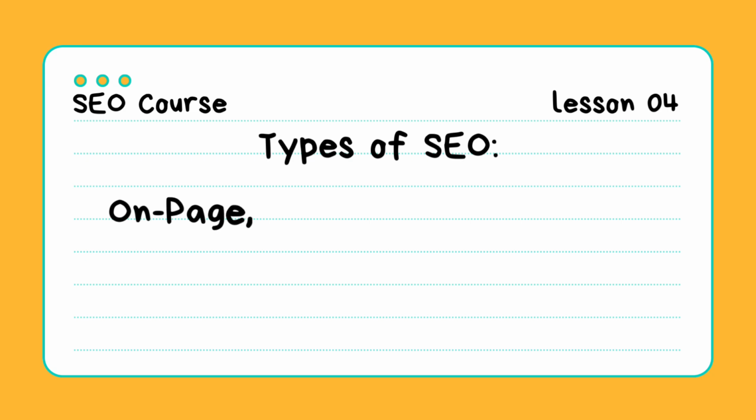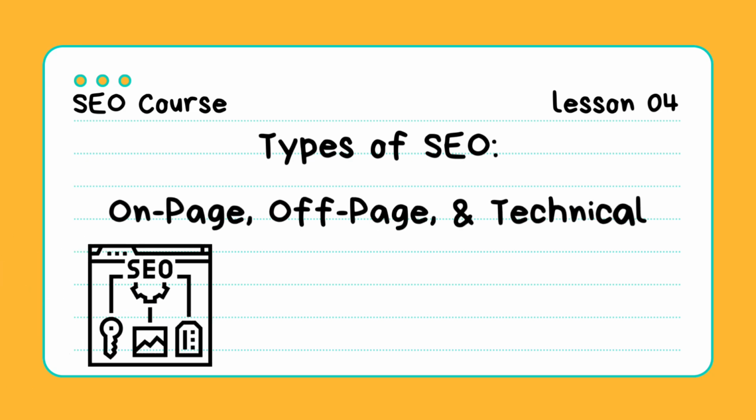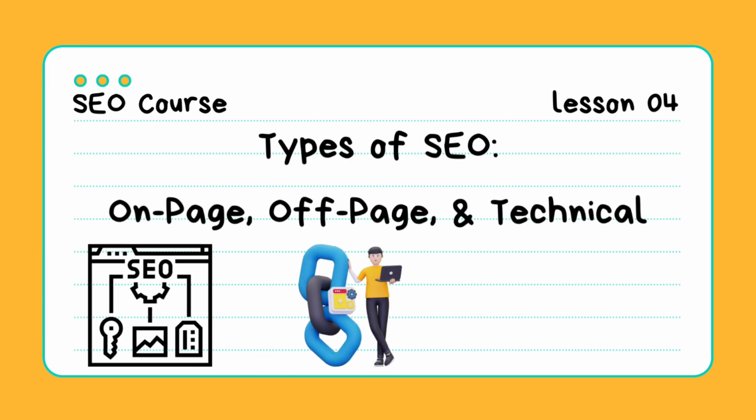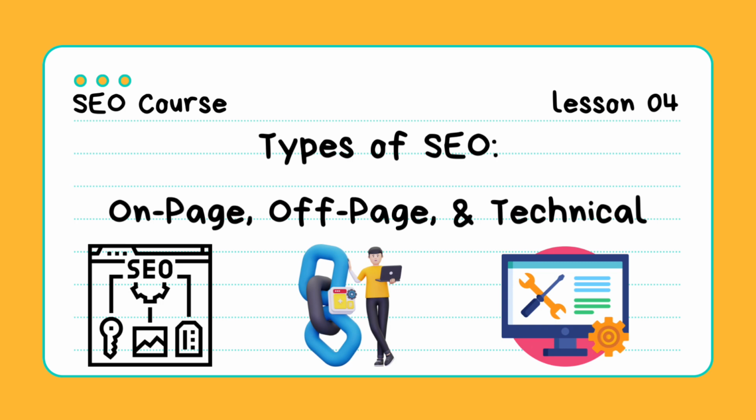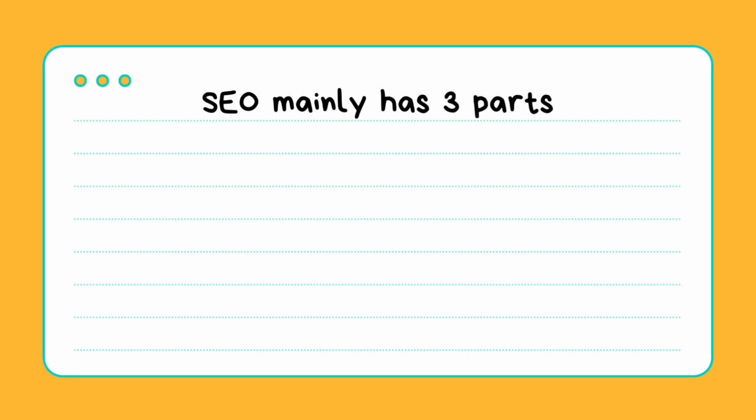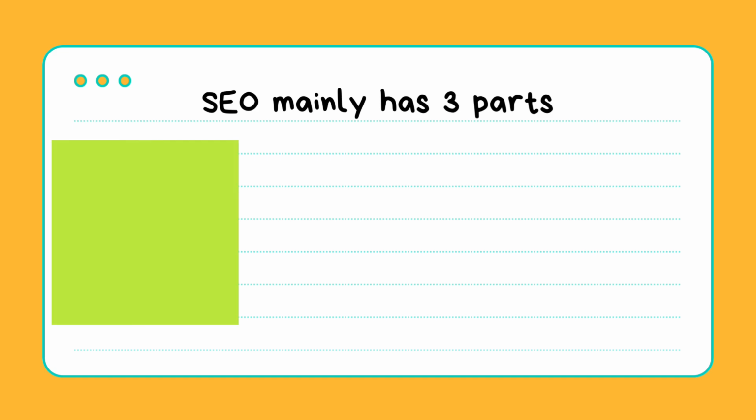Today, we are going to talk about the three main pillars of SEO: on-page SEO, off-page SEO, and technical SEO. If you understand these three concepts, then almost 70% of SEO will be in your control. So let's start with a simple example. Imagine you run a restaurant. In SEO, there are also three important parts.